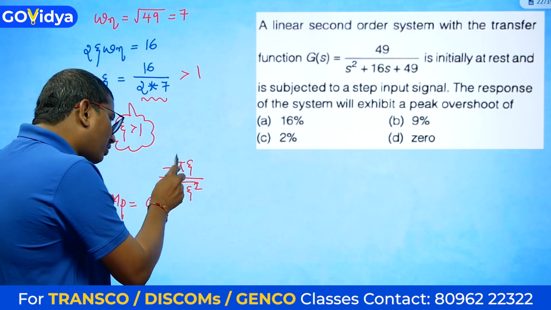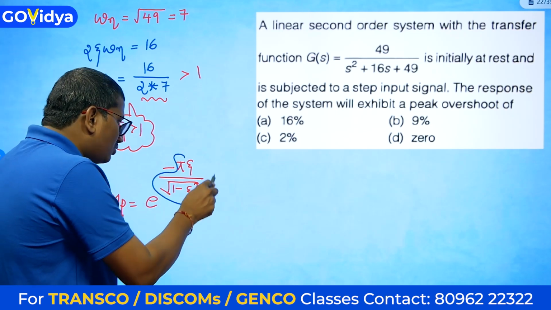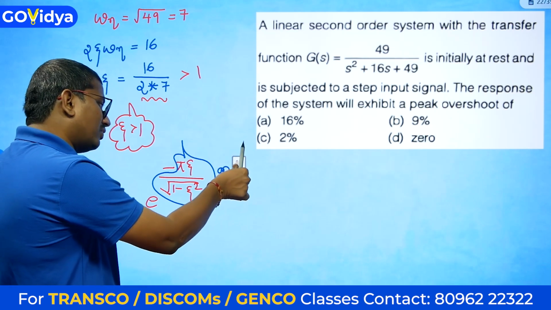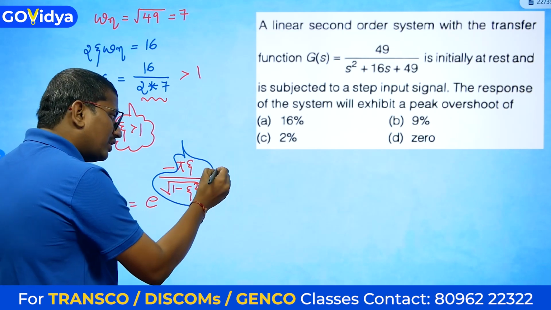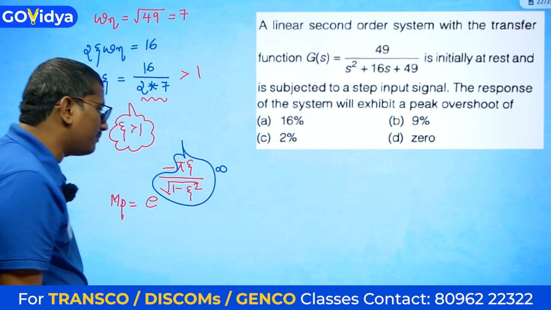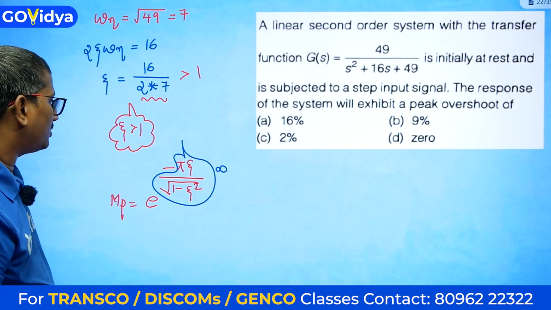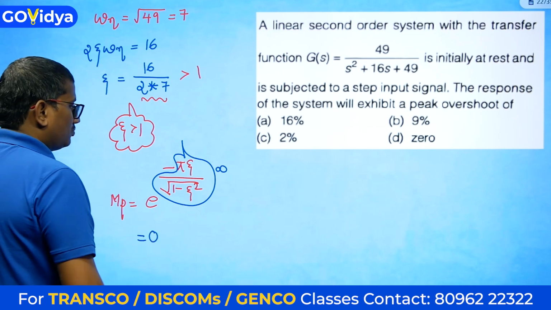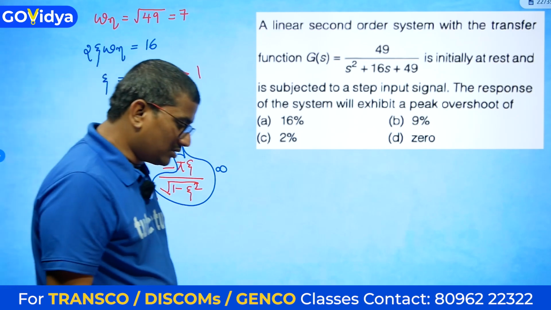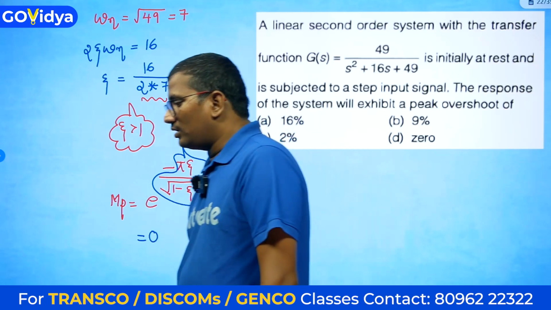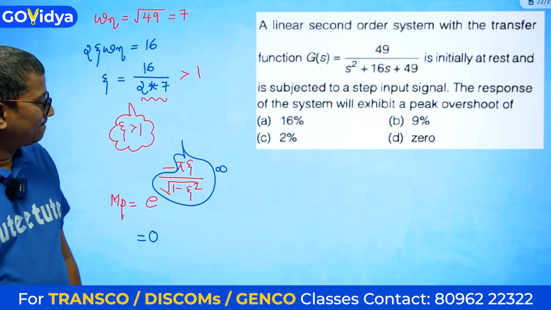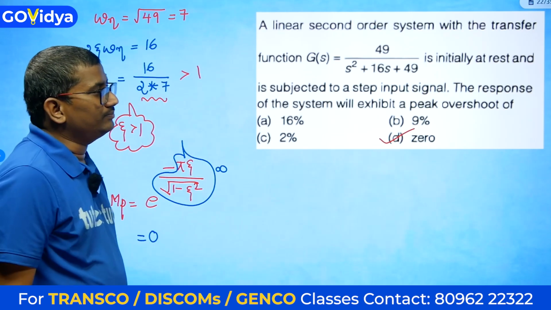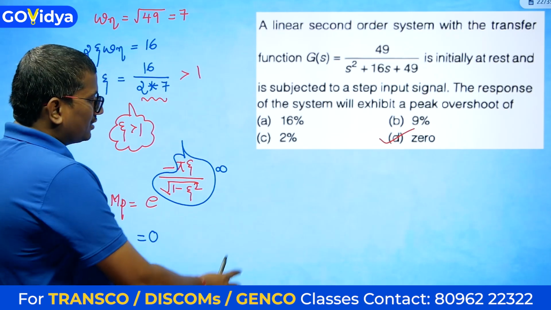So then this overall value, wherever I'm highlighting, is going to be how much? Infinity. Okay. So overall value is e power minus infinity, how much? 0. Therefore peak overshoot is going to be 0. Is it clear? Therefore which option is correct? Peak overshoot.